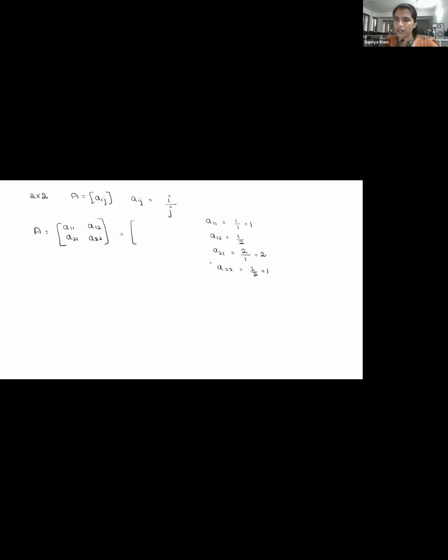Many of them had given the right answer. Now that I have identified the entries one by one, write them in the form of a matrix: 1, 1 by 2, 2, 1. Very good, very good.